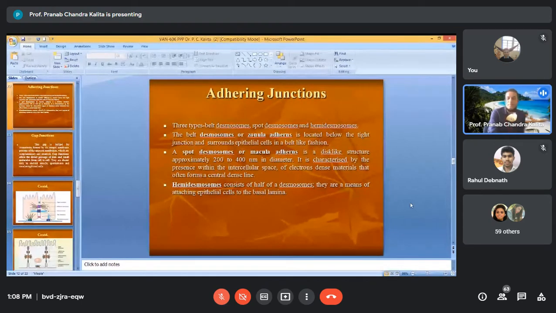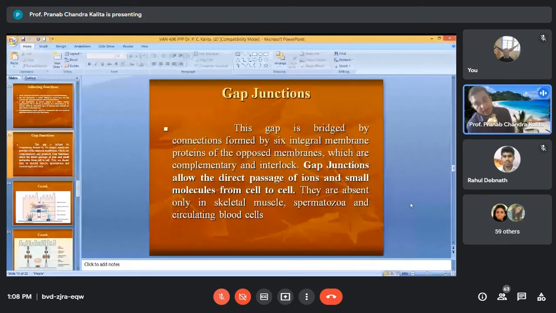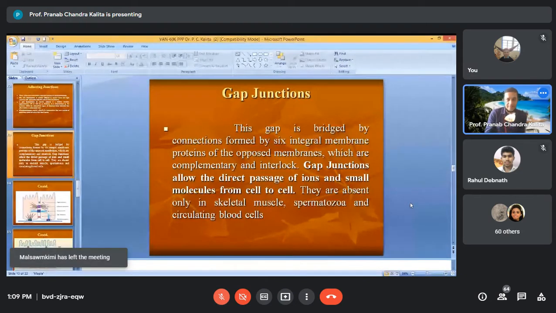And the last category of junction is the gap junction. It's very important. The gap junction bridges the connection formed by six integral membrane proteins of the opposite membranes, which are complementary and interlocked. It is the gap junctions that allow the direct passage of ions and small molecules from one cell to another cell. That is always a question. They will write: the junction which allows the direct passage of ions and small molecules from cell to cell is known as gap junction.